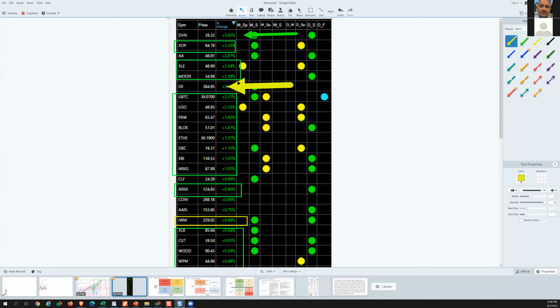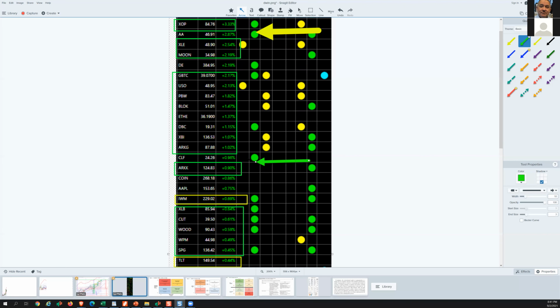The leading candidates for the sectors: Moonshot's portfolio 2.2, energy 2.5, and it's not surprising that XOP, the oil and gas exploration, is up 3.33. Then the individual targets: Devon Energy up 3.8, Alcoa 2.9, John Deere, another industrial, 2.2, Cliff, Coin, and Apple kind of rounding out the outperformers. So this was a pretty good day for the metals and materials.